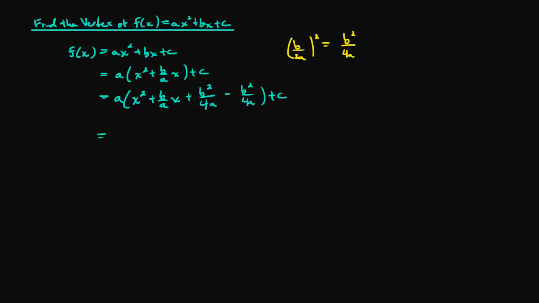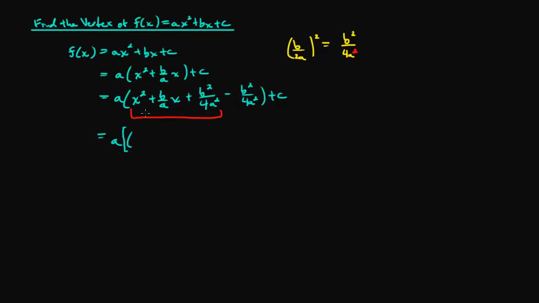Now, these three terms make up a perfect square. So I've got a times, actually let's use square brackets as well. A times, and then I'll write this in red to show that I factored it. So x squared plus b over a x plus b squared over 4a. Whoops, sorry guys, I missed another factor of a. This should be a squared, and this should be over 4a squared. And this should be over 4a squared as well. Sorry about that.